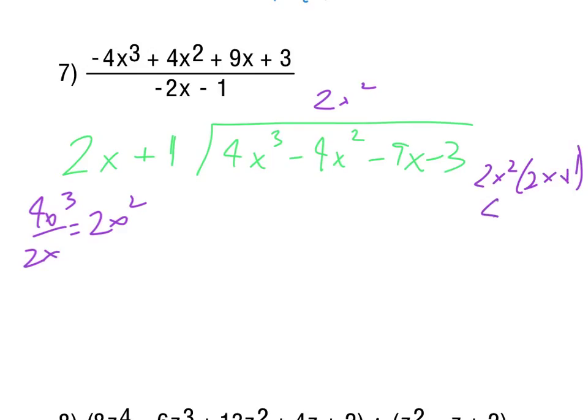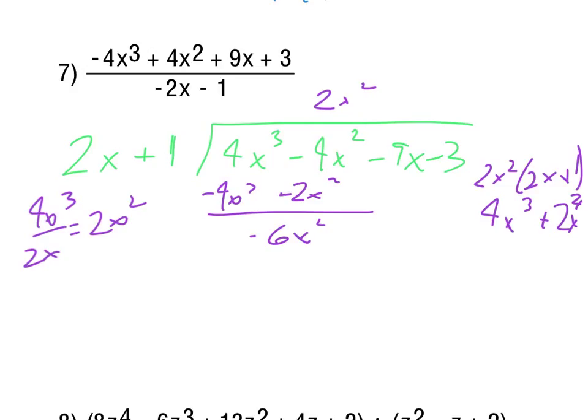And so I get a 4x cubed plus 2x squared. Again, notice the signs are the same, so I'll be subtracting both of those. So subtracting the 4x cubed, subtracting the 2x squared. So it gives me a negative 6x squared, and the minus 9x and minus 3 just come down.